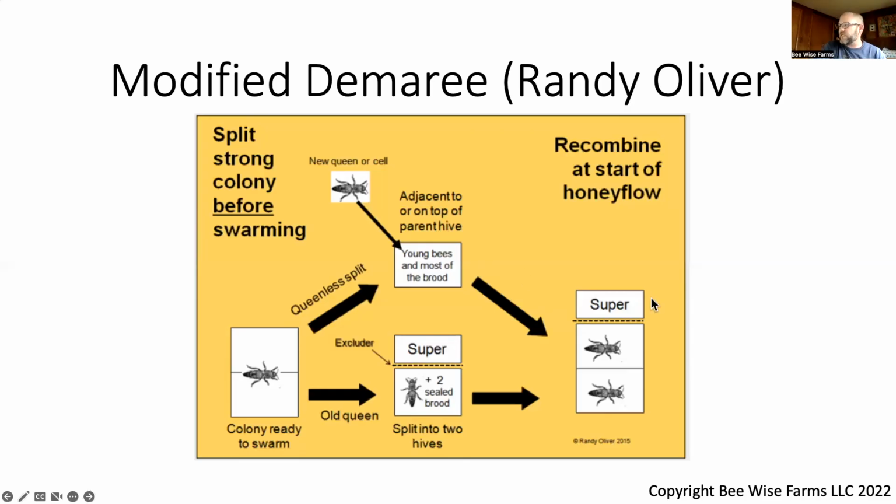Typically, you see how there's 2 queens in this at the end, because what he's saying is basically you break this apart, you let this one raise a new queen, and then when your honey flow starts, you recombine them, and you have 2 queens, and you let them sort it out, or you take one of them.